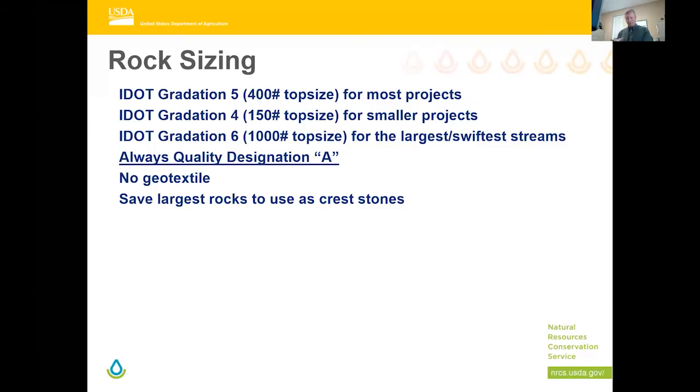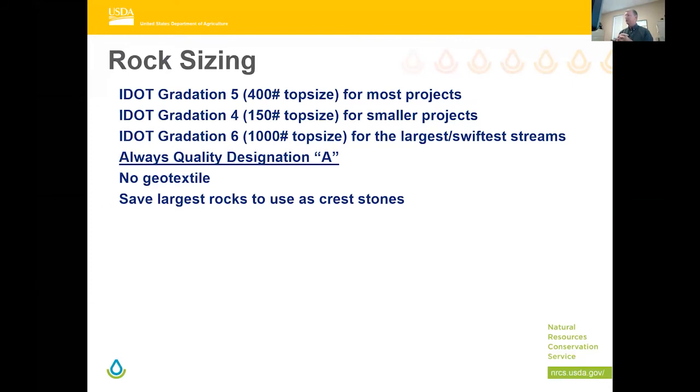Okay, a few more slides before I end. I guess the rock sizing, we use IDOT grades of limestone riprap. Most projects use the 400-pound top size, meaning that the largest rock is 400 pounds. We also use some gradation 6, which is the 1,000-pound top size, not too often, for the largest types of projects that we do, and then gradation 4 in some smaller projects.